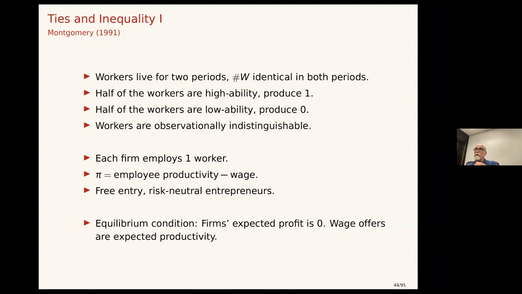In each period, half of the workers are high ability workers and produce one unit of output. Half of the workers are low ability workers and they produce zero units of output. Unfortunately for firms, workers are observationally indistinguishable. You can't tell ex ante when you go to hire someone sitting across from you in the job interview whether they are high ability or low ability. It's just like hiring assistant professors. You will in your lives likely be on both sides of that transaction and you'll see. So this is real.